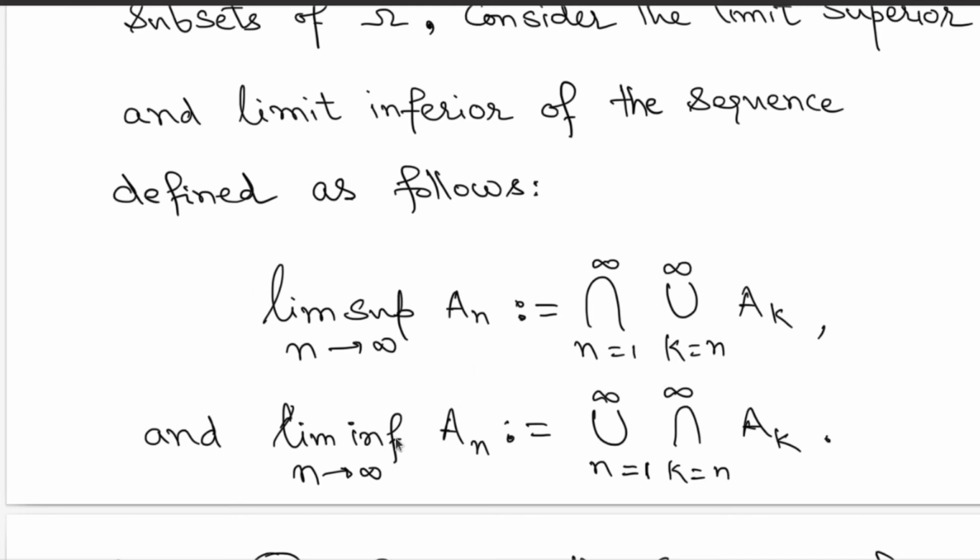To compute limit inferiors, what you have to do is exactly a similar thing. First compute the inner intersection from n onwards. Whatever you get, you write it in terms of one set, and then you take the complete union as n goes from 1 to infinity. Try to work this out.